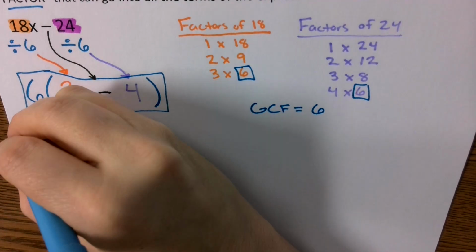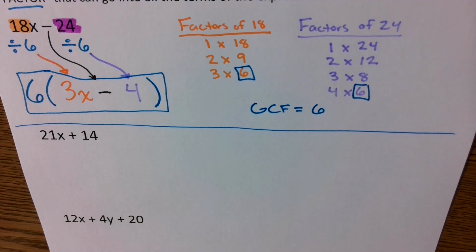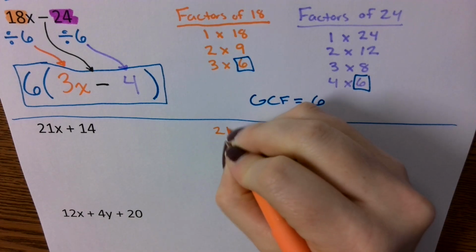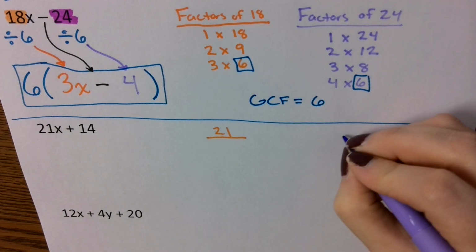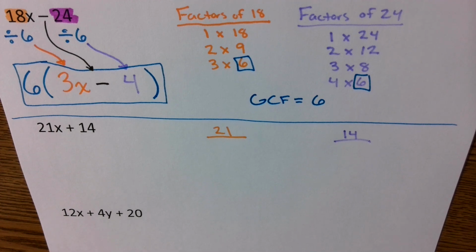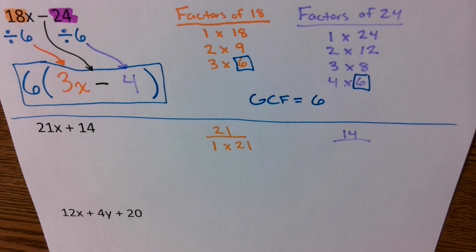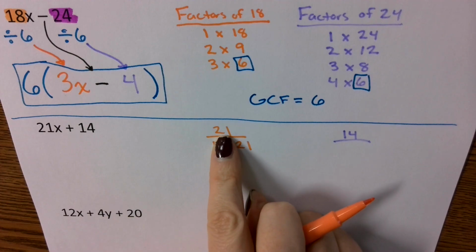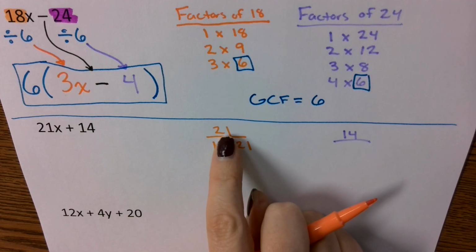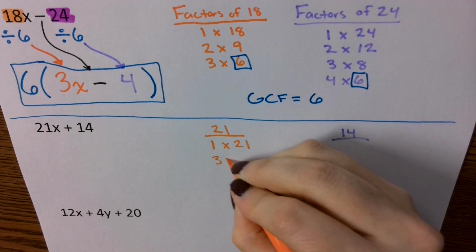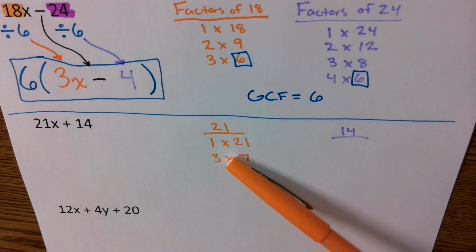Let's do another one. Okay, we have 21x plus 14. So we're going to identify the factors of 21, and we're going to identify the factors of 14. So let's start with 21. Again, our first set should always be 1 times 21. What else? 2 times? Well, is that an even number? No. If it's not even, it's not divisible by 2. 3 times 7. All right. And that's the only factors that we've got. 1 times 21 and 3 times 7.